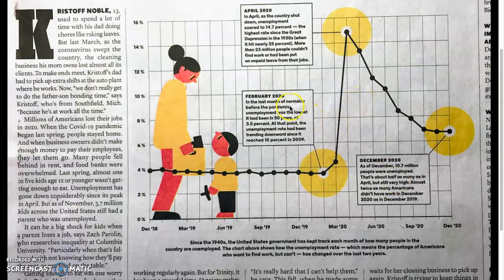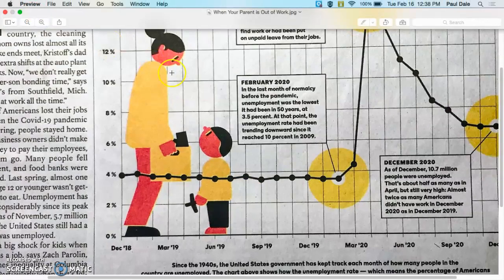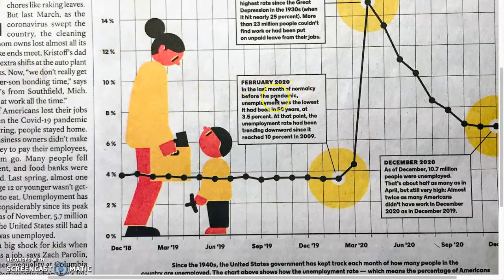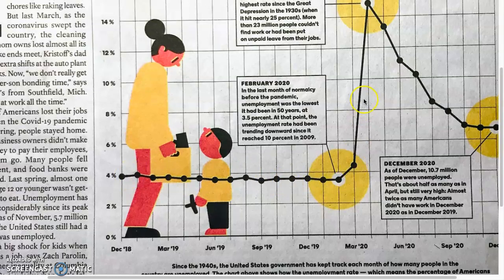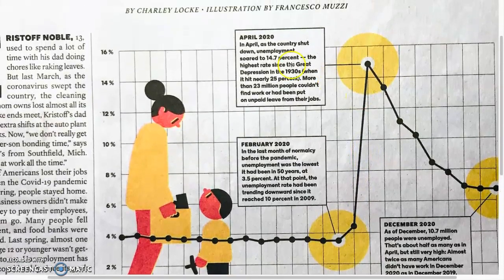So for example, February 2020, in the last month of normalcy, before the pandemic, unemployment was the lowest it had been in 50 years, at 3.5%. At that point, the unemployment rate had been trending downwards since it reached 10% in 2009. So it was going down and down and down, and now it's even at the lowest point. You can see that it started here, and now it's even lower than that time. And then it shows April 2020.